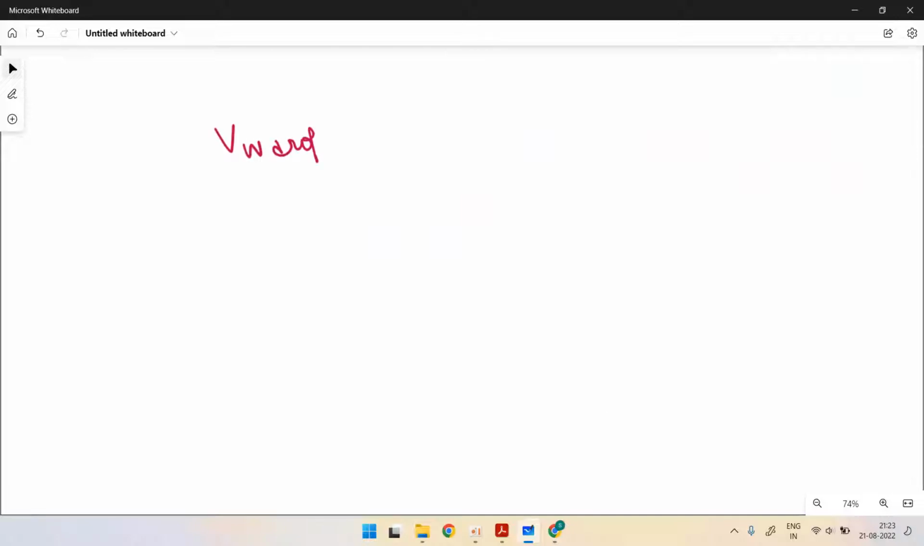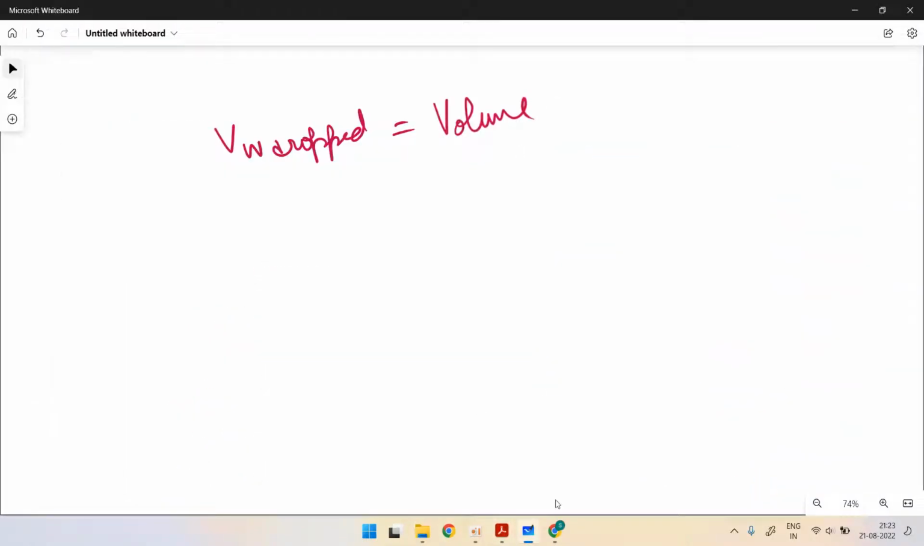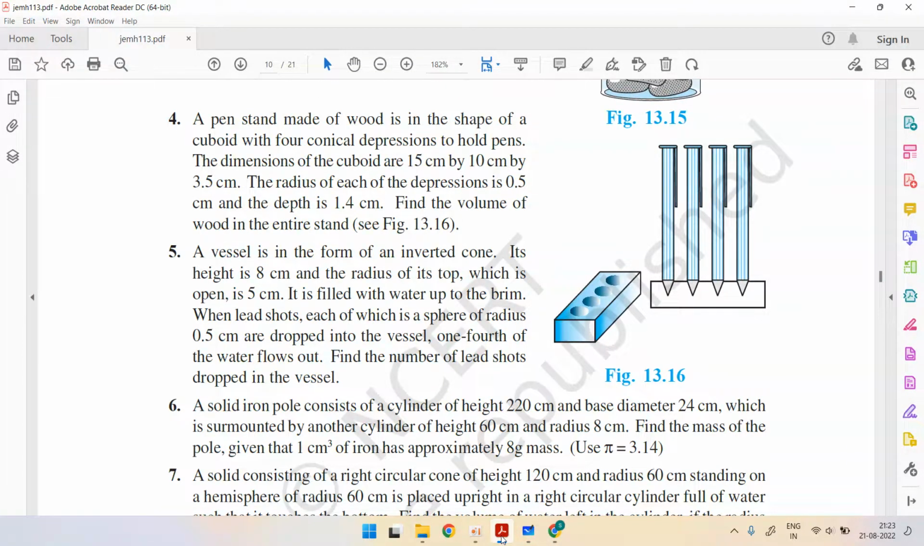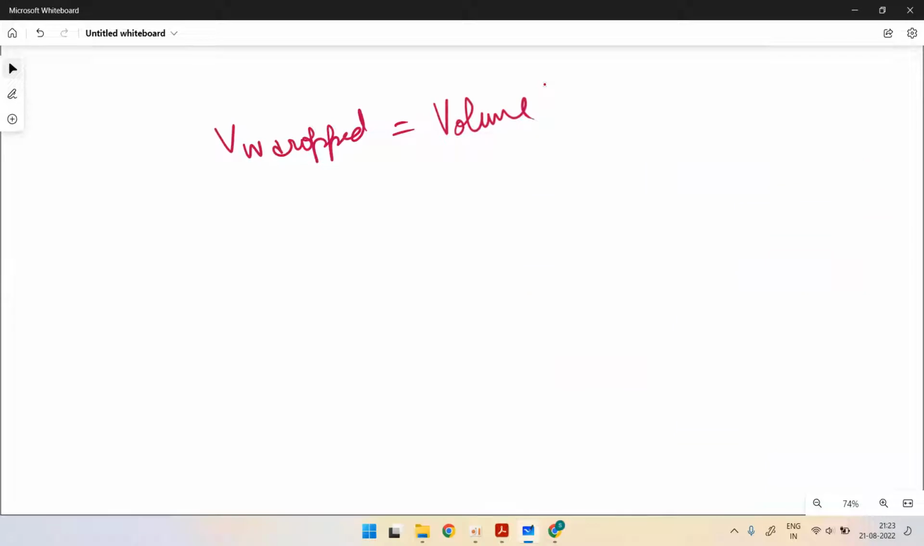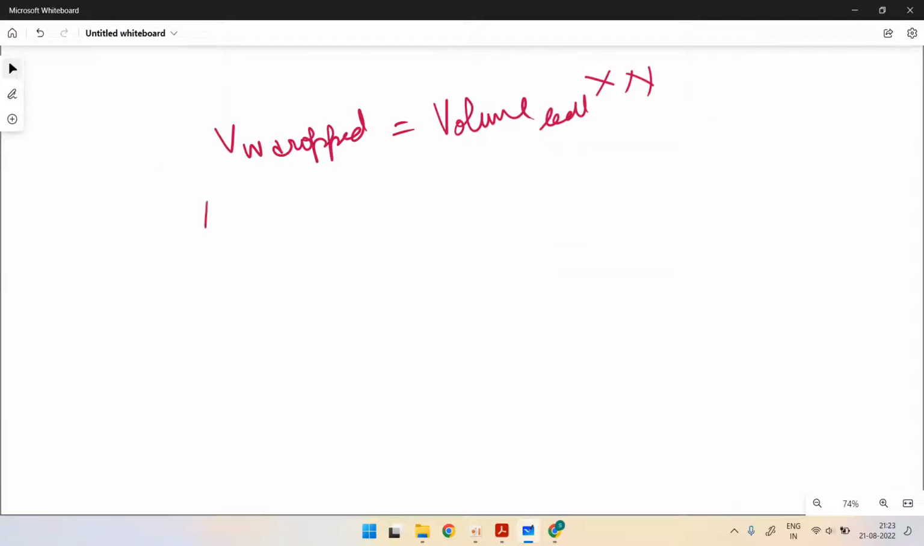Volume of water displaced equals volume of the number of lead shots. The lead shots are spheres, n number of them. Volume of water displaced is given: 1/4 of the water flows out. This means 1/4 of the water in the form of the inverted cone.